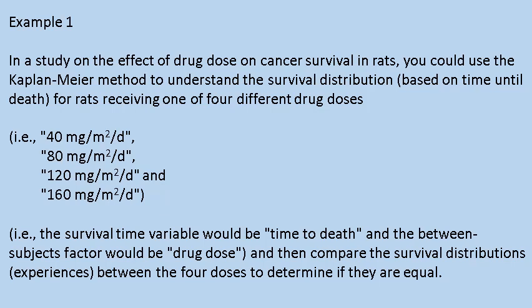The survival time variable would be time to death, and a between subjects factor would be the drug dose. We then compare the survival distributions, or experiences, between the 4 groups receiving 4 different doses to determine if they are equal. We can identify which group of rats showed better survival.